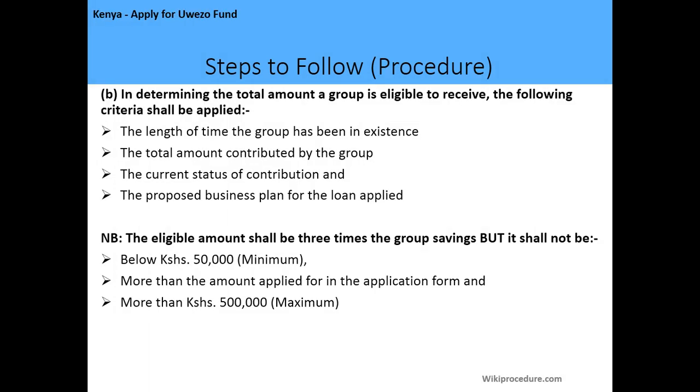In determining the total amount a group is eligible to receive, the following criteria shall be applied: the length of time the group has been in existence, the total amount the group has contributed, the current status of the group's contribution, and the proposed business plan for the loan which they applied for. You should note that the eligible amount shall be 3 times the group savings, but shall not be below 50,000 shillings or more than the amount applied for in the application form, and not more than 500,000 shillings. So if you have 100,000 shillings in your account as a group, you can apply for 300,000 shillings and you'll be awarded. If you have 500,000, you cannot be given more than 500,000 shillings.